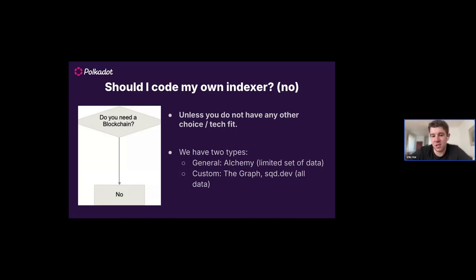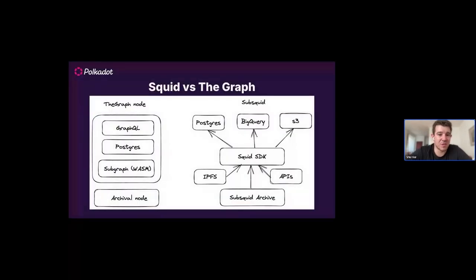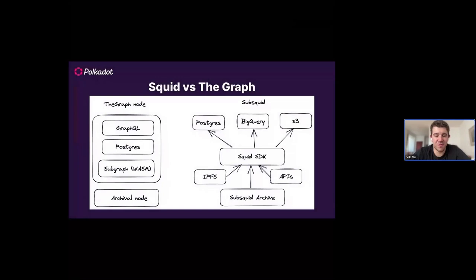make. Then there are custom ones. Well known is The Graph, and of course the better one is SQD.dev. Basically, they offer you to index all the possible data you can find on the blockchain. And the question is, what's the difference between Subsquid and The Graph? The image is very descriptive.